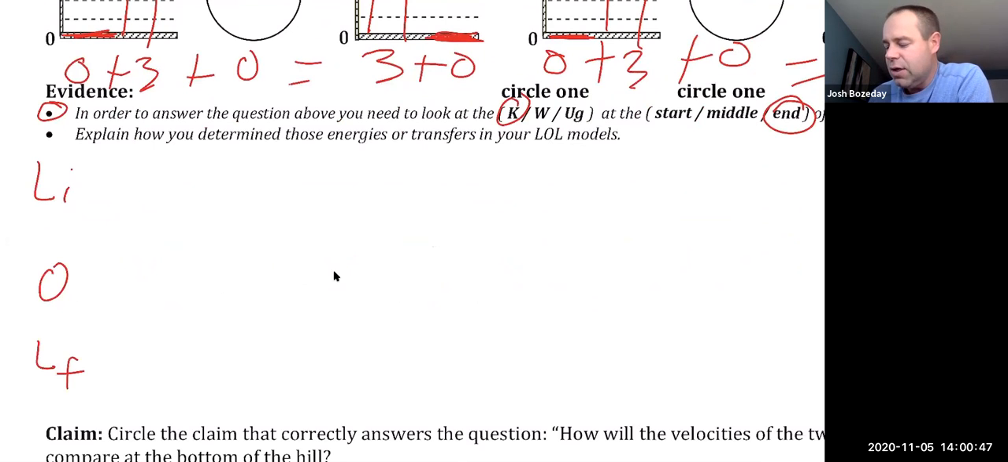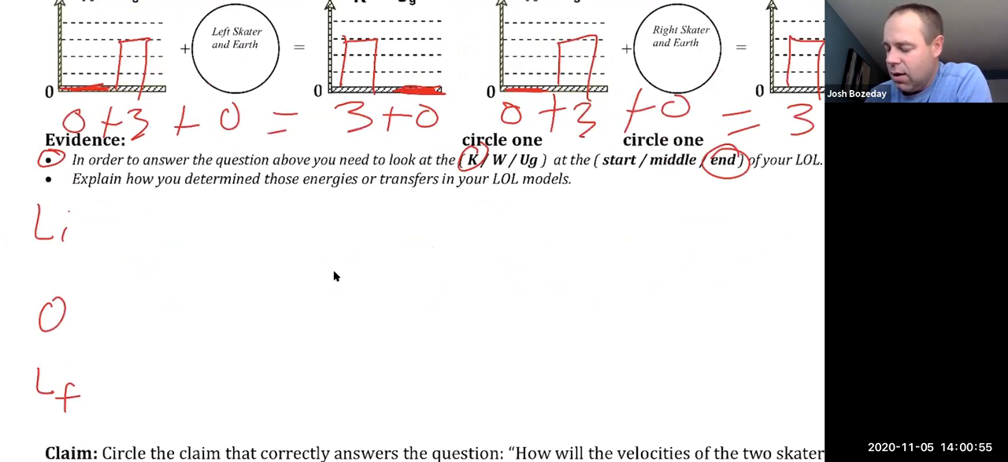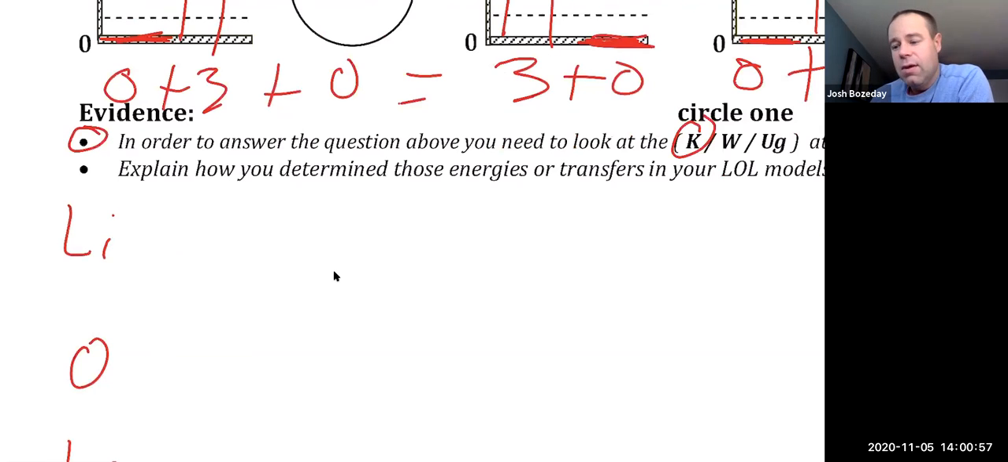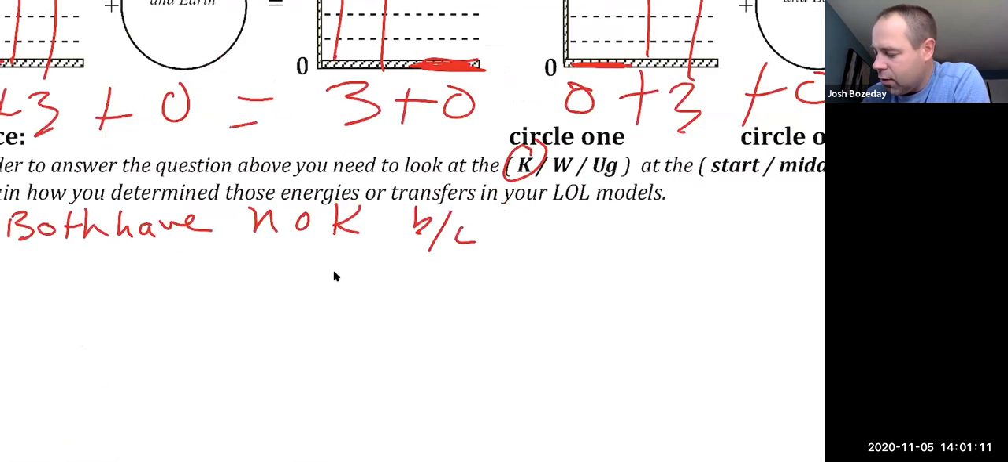So what you need to do is compare the two L initials and explain why they're the same or why they're different. In this case, they're the same. So we're going to say both skaters have no kinetic energy, because both start at rest.